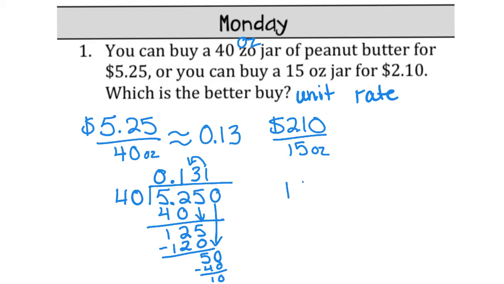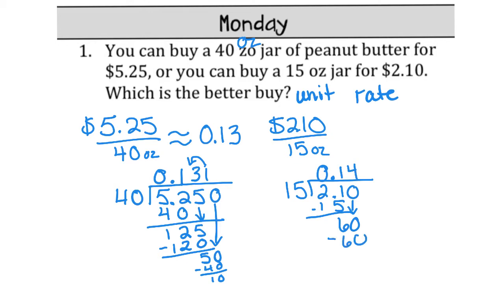Okay, we're going to do the same thing with the 15 ounces. So it is $2.10. We know 15 cannot go into 2. Bring your decimal up. 15 goes into 21 one time. 21 minus 15 gives us 6. We're going to bring our 0 down, and then 15 will go into 60 exactly 4 times. So this one doesn't continue like the other one. It actually stops.